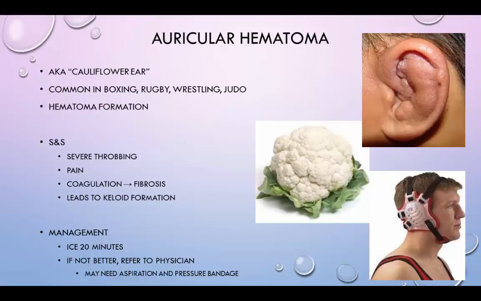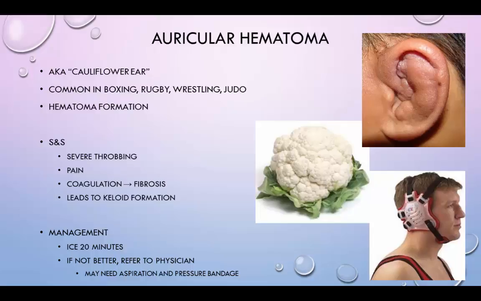Auricular hematomas are also known as cauliflower ear. They are common in boxing, rugby, wrestling, judo, and any sport in which headgear is worn. The headgear creates a friction-type injury similar to a blister as it moves around the ear tissue. The hematoma forms and then the tissue scars. In certain cases, auricular hematomas can actually impair hearing. It can close the ear canal.